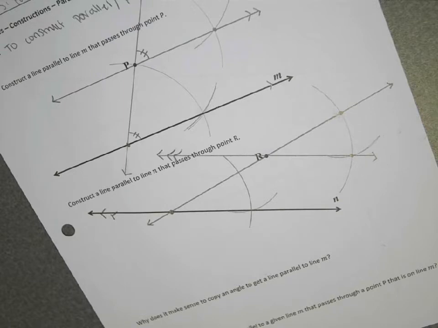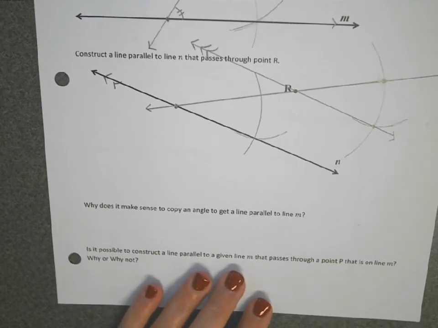Why does it make sense to copy an angle to get a line parallel to line M? We already kind of mentioned it. K through R. So why does it make sense to copy an angle to get a line parallel to M? What says, if such and such angles are congruent, then the lines are parallel? What is it?